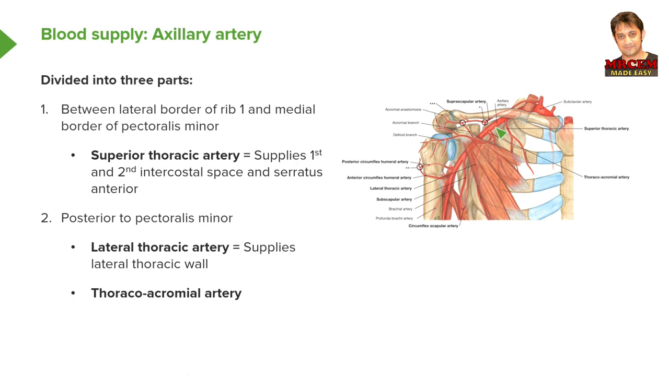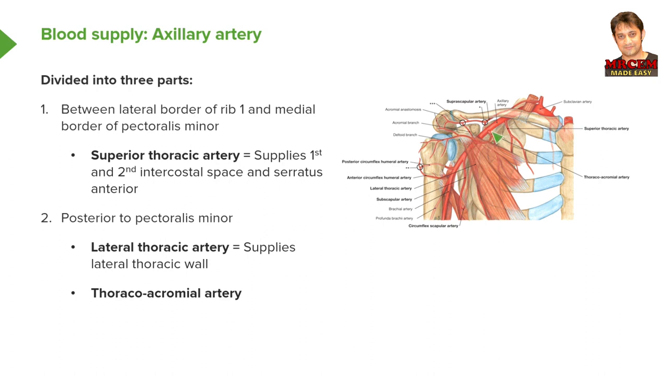And really, coming off this first part is just going to be one artery, and this is the superior thoracic artery. Superior thoracic artery, as its name suggests, is going to supply the superior aspect of the chest wall. So it will supply the first and second intercostal spaces and also give blood supply to serratus anterior.